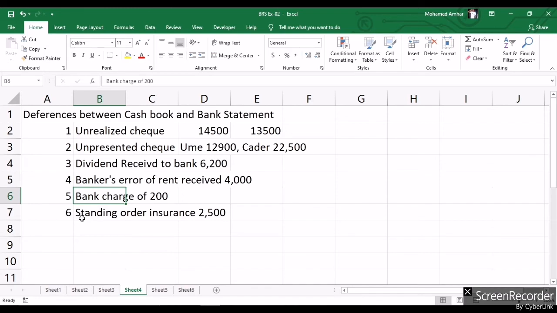Then another difference is standing order insurance 2500. When the bank paid the standing order payment, the bank correctly recorded it here.